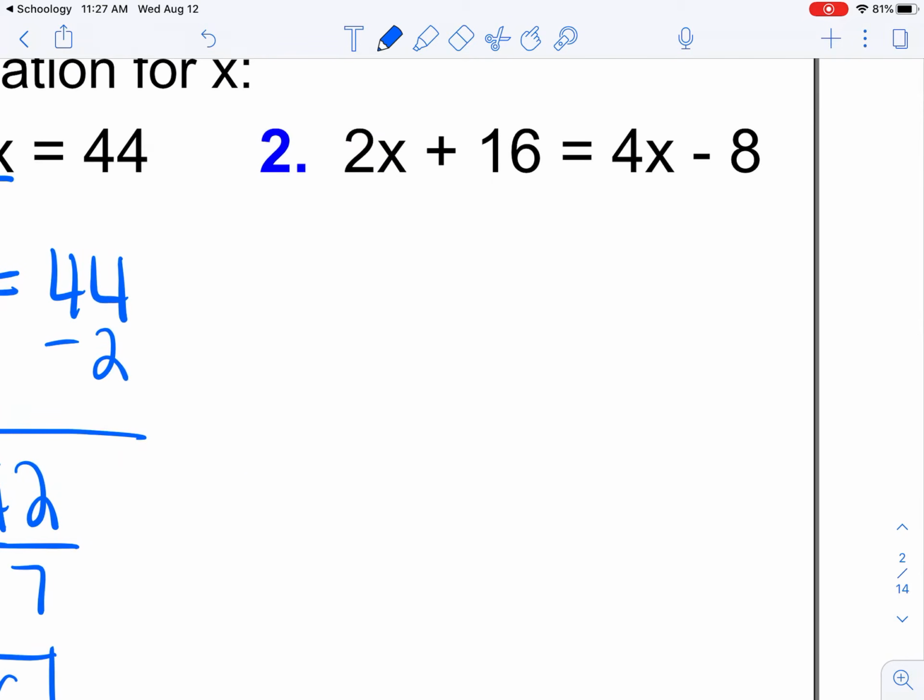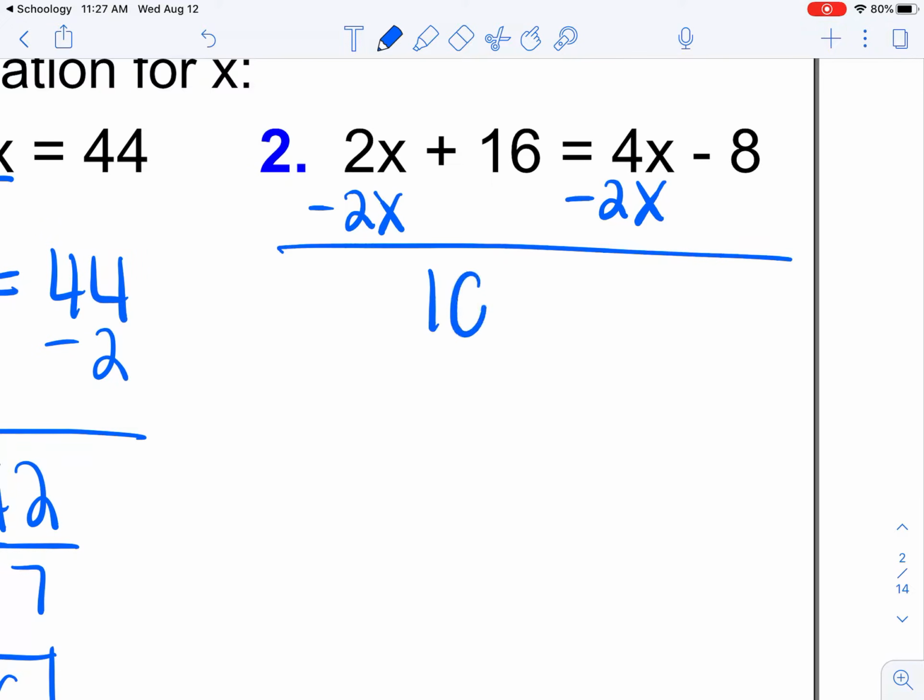All right, next one right here, if I look at the left-hand side of the equation, there are no like terms. If I look at the right-hand side, there are no like terms. So I'm going to get all my x's on one side. I'm going to subtract 2x from both sides. I like to look at it and say, what's bigger, 2x or 4x? 4x is bigger, you get to stay. 2x, you got to leave. So now I have 16 is equal to 2x minus 8.